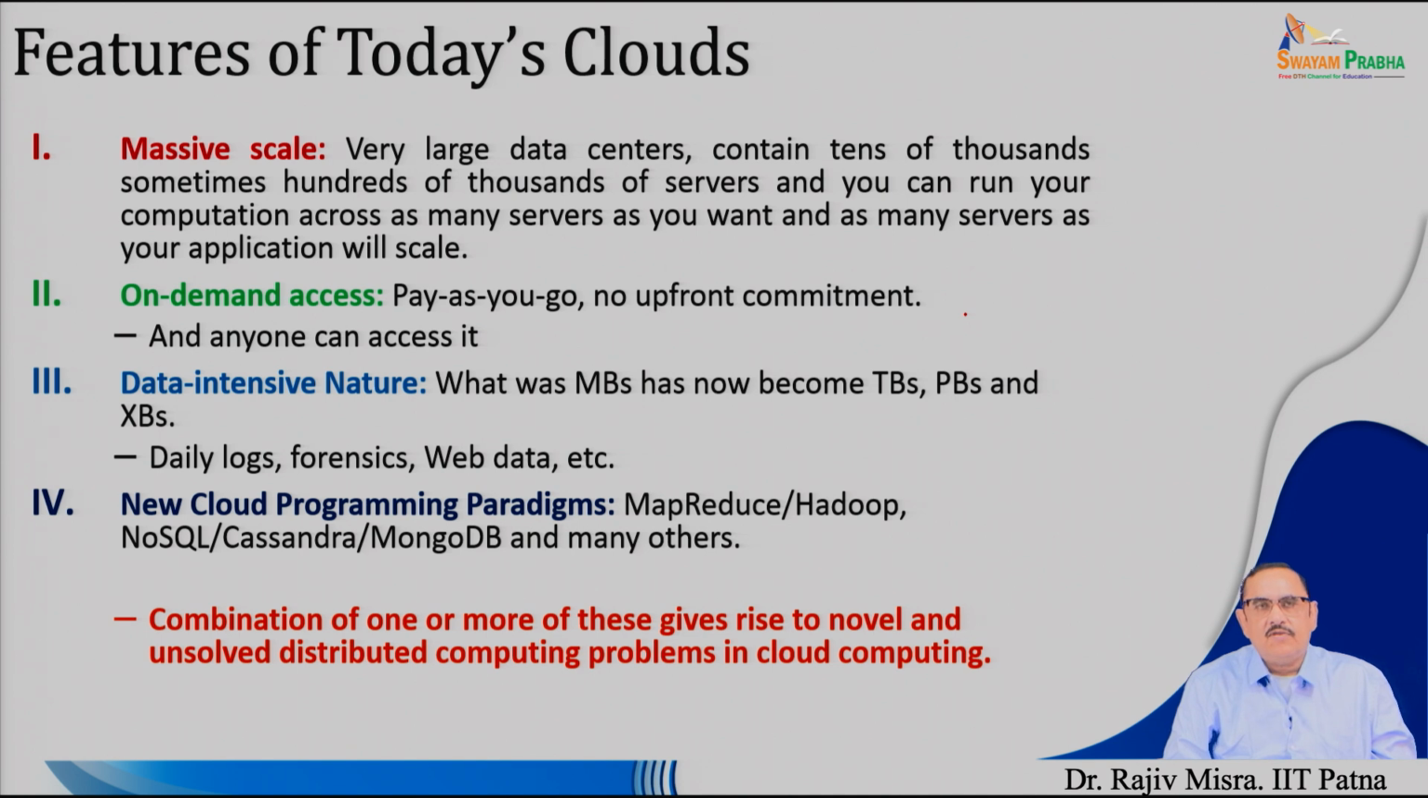What are the important features which distinguish today's cloud from the traditional mode of computation? There are 4 features. The first one is called massive scale. Massive scale means that very large data centers are required in today's cloud, and each data center will contain hundreds and thousands of nodes, that is servers. Your application should be such that it requires many servers to run across, and it will scale with as many servers as are added. This is called massive scale.